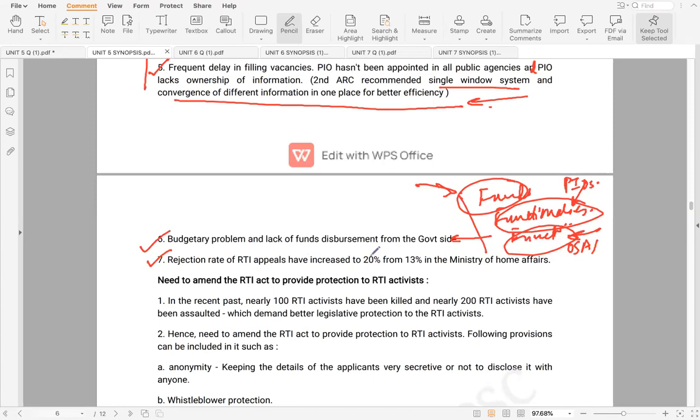The rejection rate of RTI appeals has increased to 20% from 13%, as per the Ministry of Home Affairs. So 13% pehle hota tha, 20% ho raha. This is again a governmental action in terms of backlash to the RTI. You try to write down all the negatives.